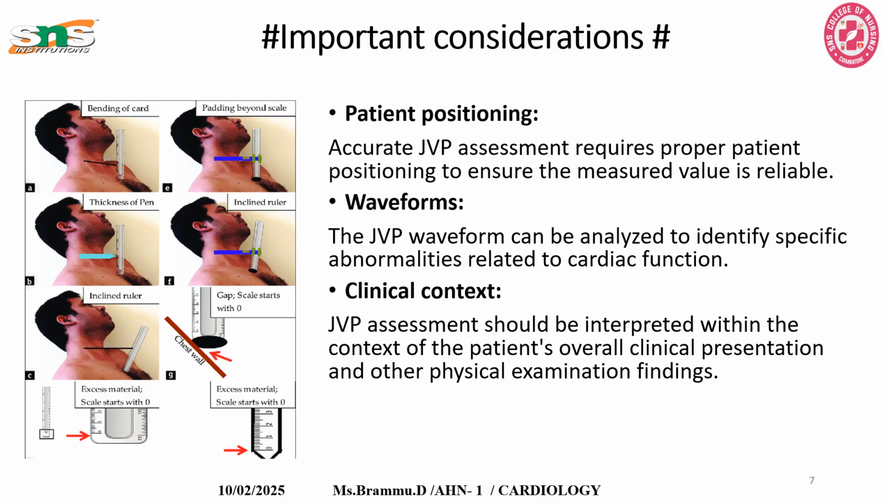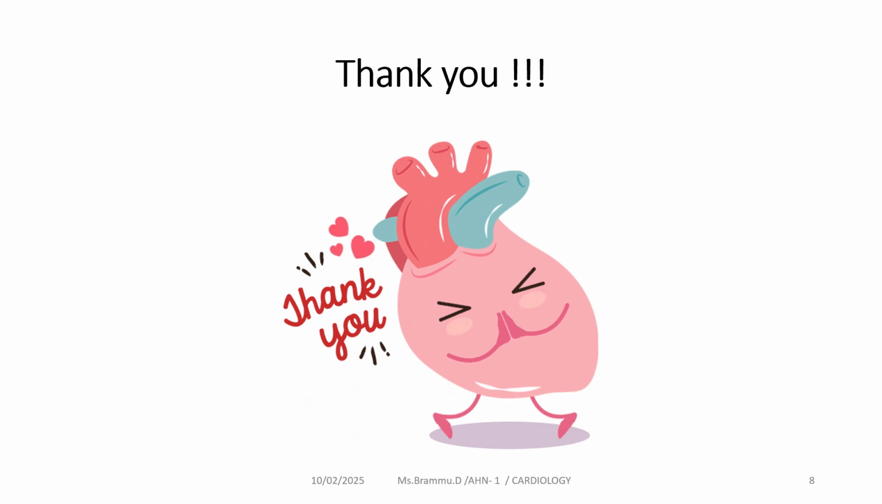On the left hand, you can see how they start with the jugular venous pressure measurement. Padding beyond the scale is necessary so that it is not going to hurt the patient in case you drop the scale on the patient's body. And the thickness of the pen where you mark the jugular vein, as well as where the zero starts: all these three points will be contributing factors to finding whether the jugular venous pressure is going to be the normal value. And that's all for today.